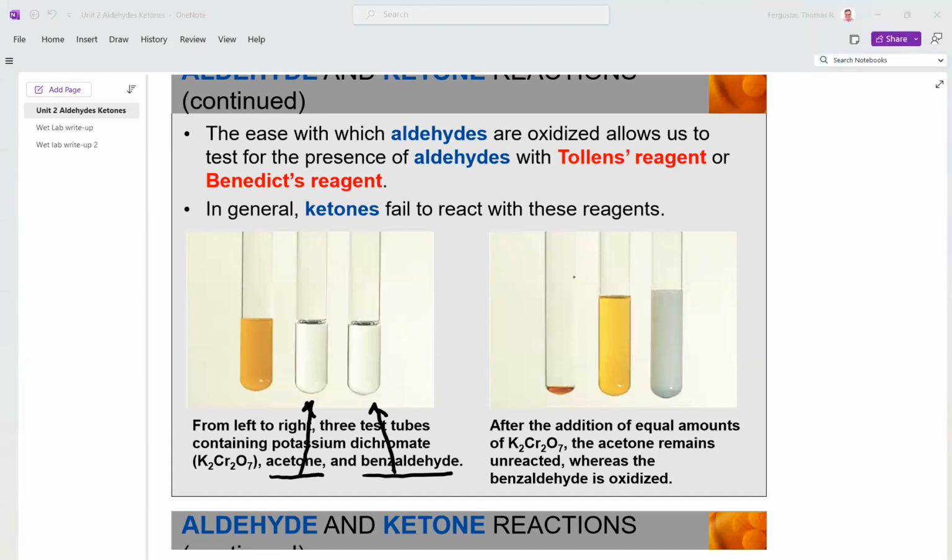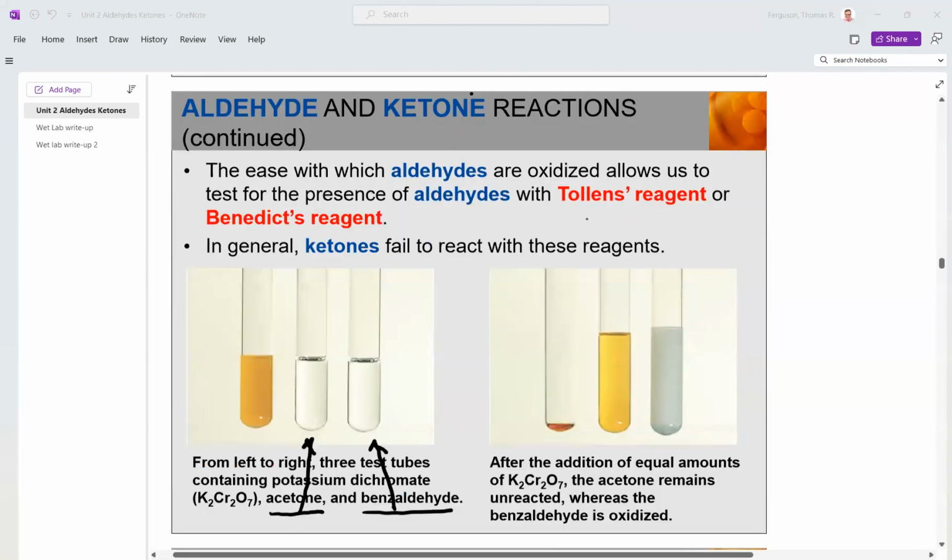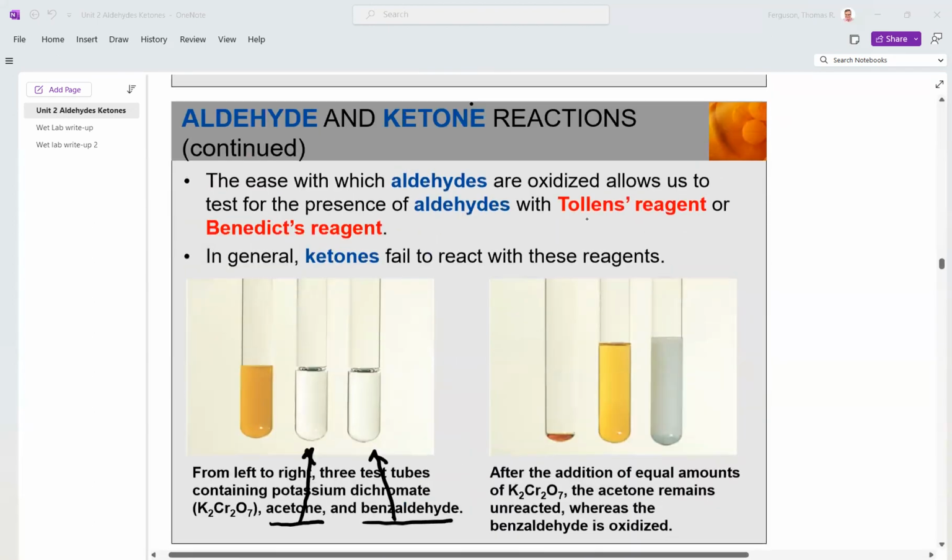Now, what I want to do is go over these two reactions again, the Tollens reagent and the Benedict's reagent. And basically, these are oxidation reduction reactions. Remember now, with oxidation reduction, oxidation is the loss of an electron or the loss of a hydrogen atom. That distinguishes what an oxidation is. Reduction is the opposite. It would be gaining an electron or gaining a hydrogen.